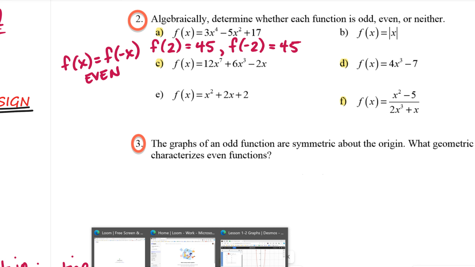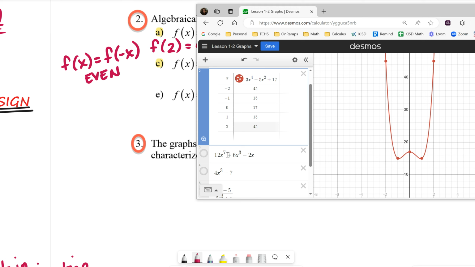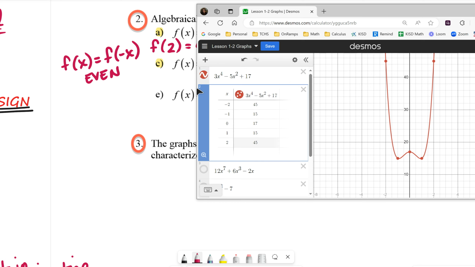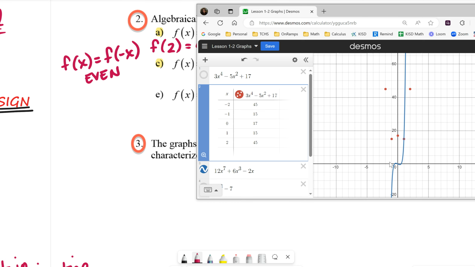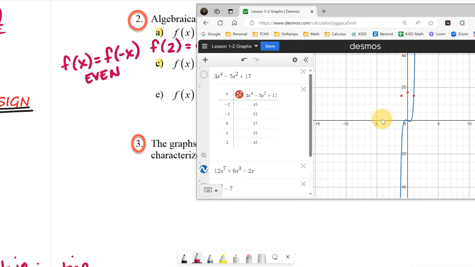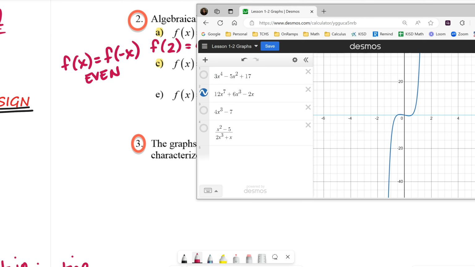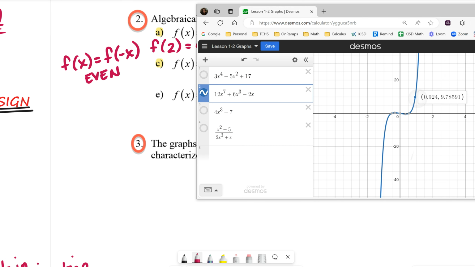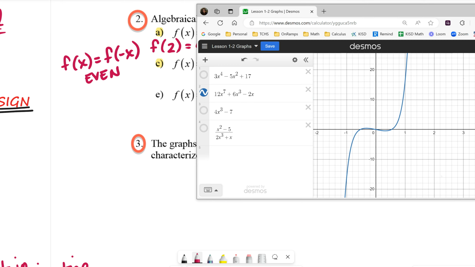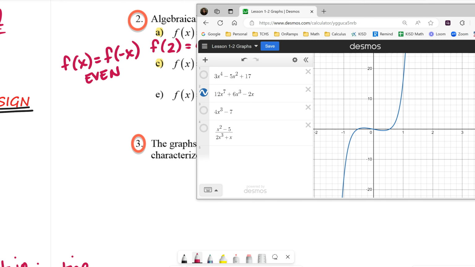So let's look at another one. Let's go back to this one. Let's turn this one off right here, and let's look at this one. Let's make this one a little bit smaller. Here we go. So I'm going to turn off this table. Just graphically looking at this graph, I can tell it's going to be an odd function.